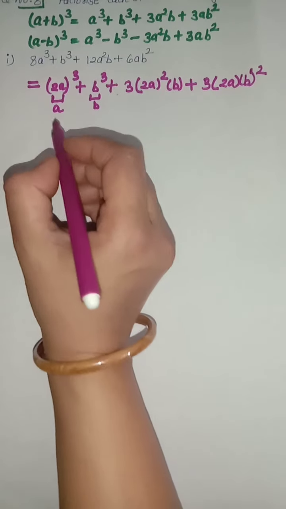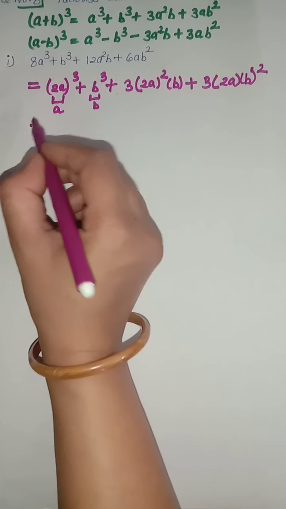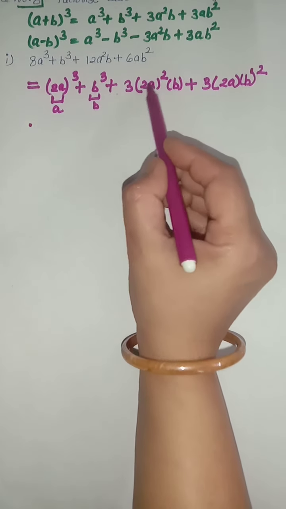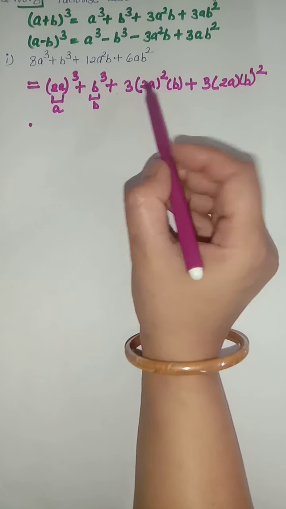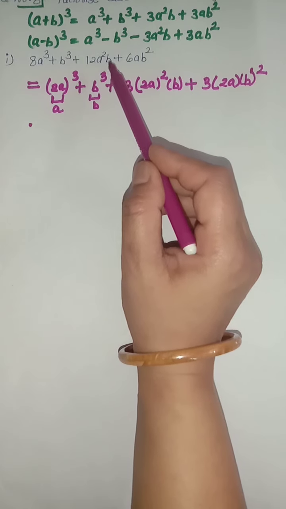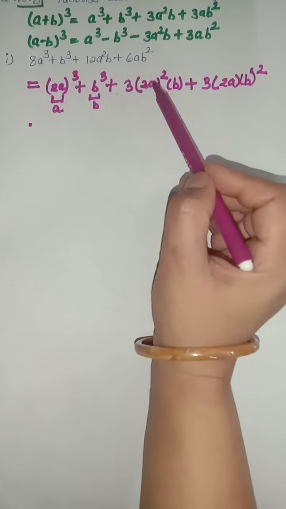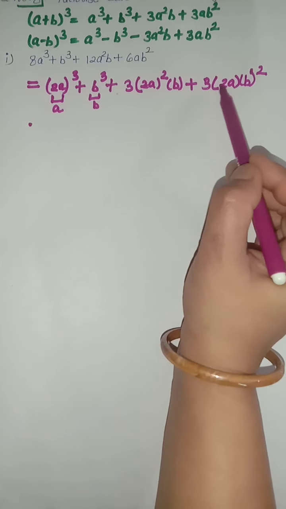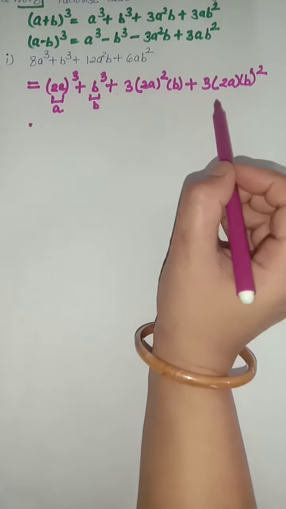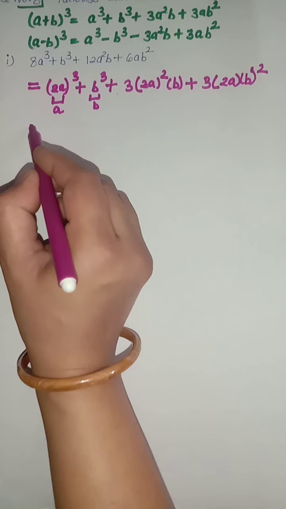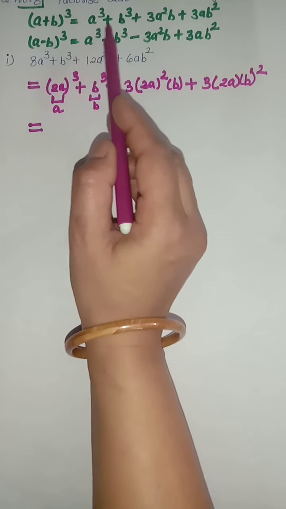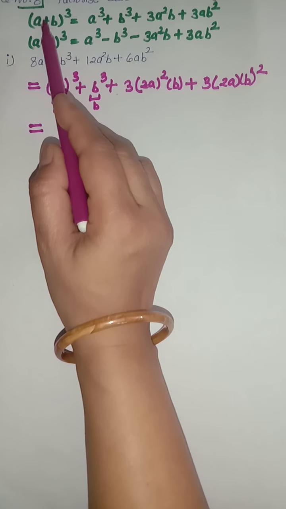Student, now you can check: 2 2s are 4 and 4 3s are 12. You will get 12a square b. It means you are getting the same term. In the last term, 3 2s are 6, 6ab square. It means the process is correct. Now you just have to substitute the values of a and b in the left hand side form.